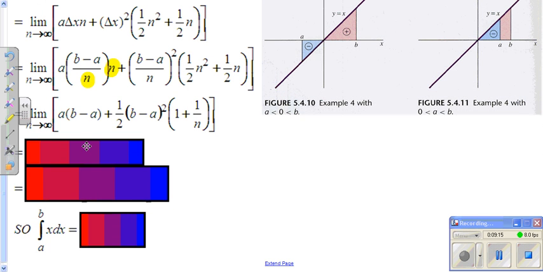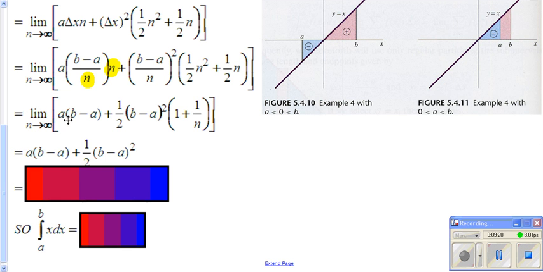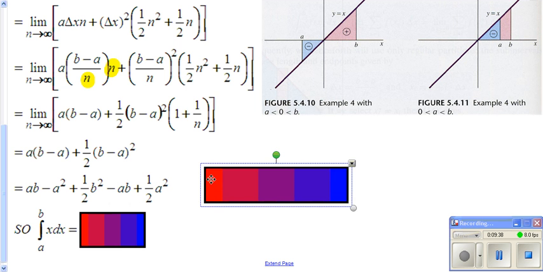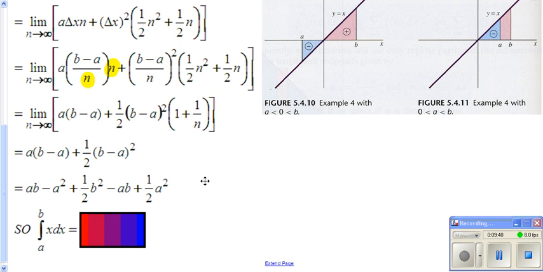Well, now we can continue on here. We can go ahead then and take your limit. Remember, your limit has no effect on the stuff that doesn't have n, so this just comes down. We're going to have this right here. This goes to 0 because 1 over n is 0. So now, distribute through. You're going to have to FOIL that out, distribute through your half. Combine your like terms. Your 1/2 b squared. Your ab's drop. And then you get a 1/2 a squared minus an a squared.